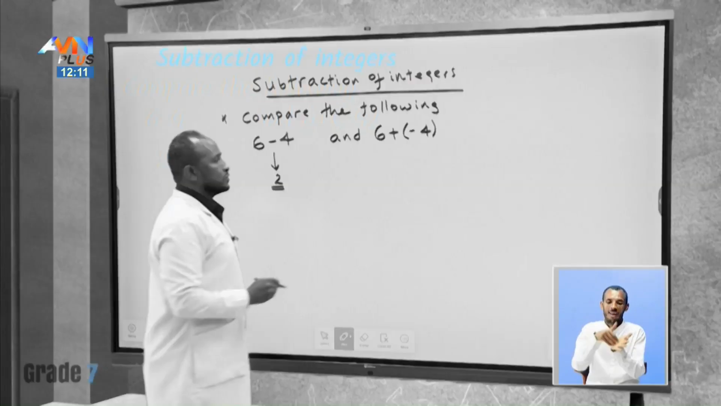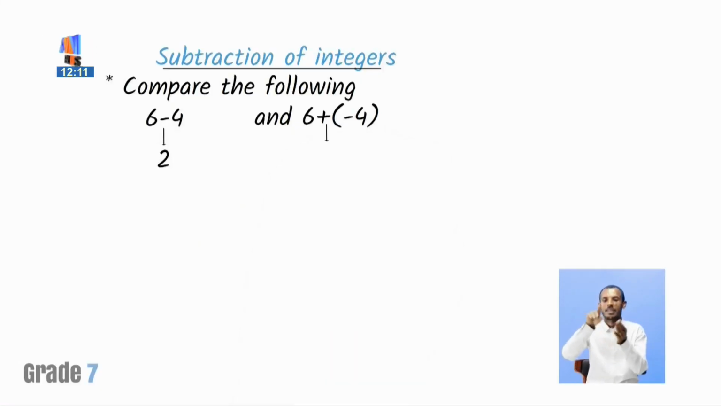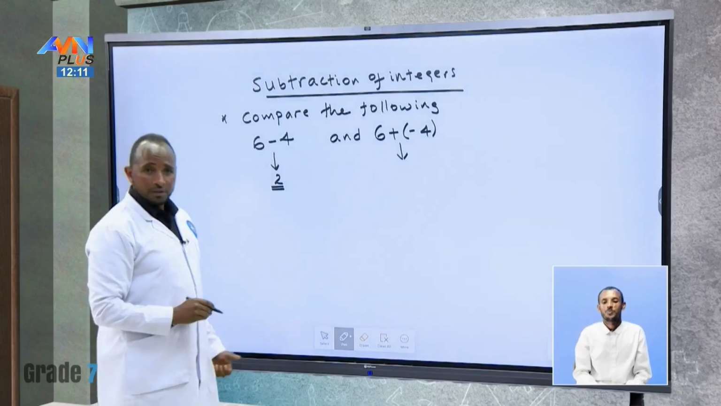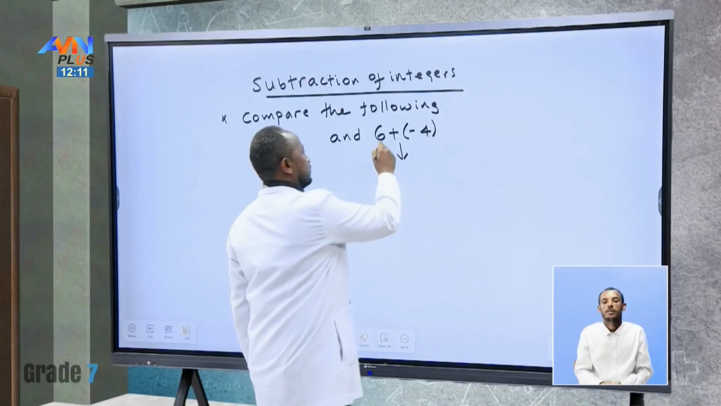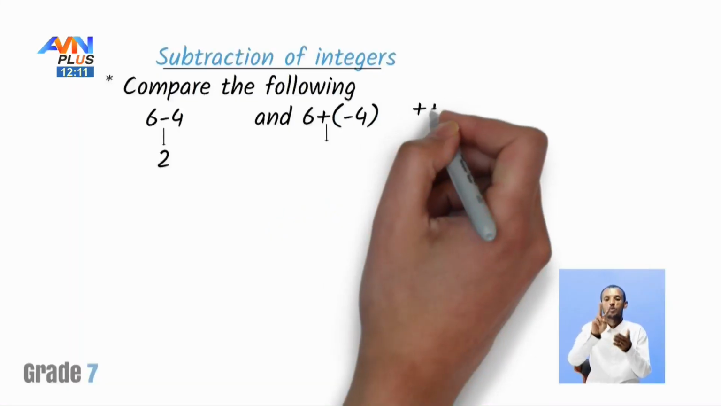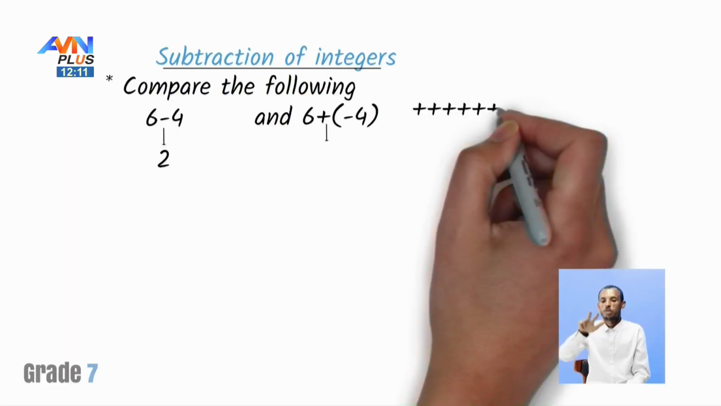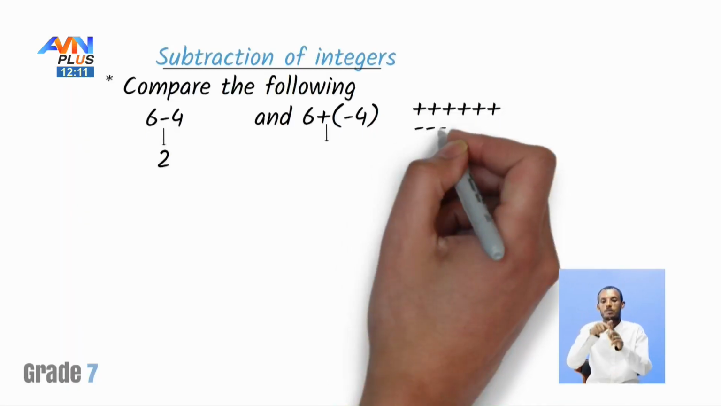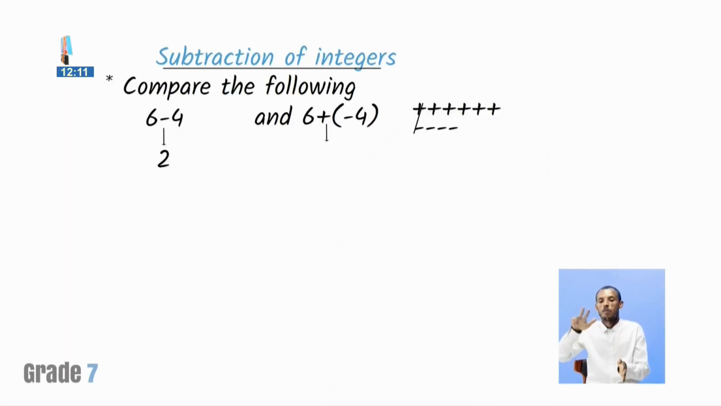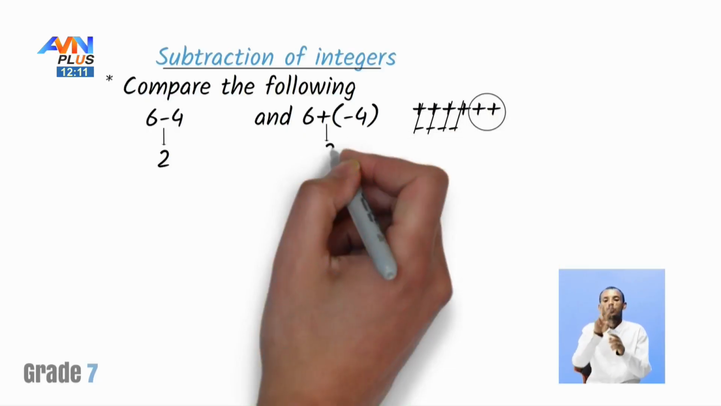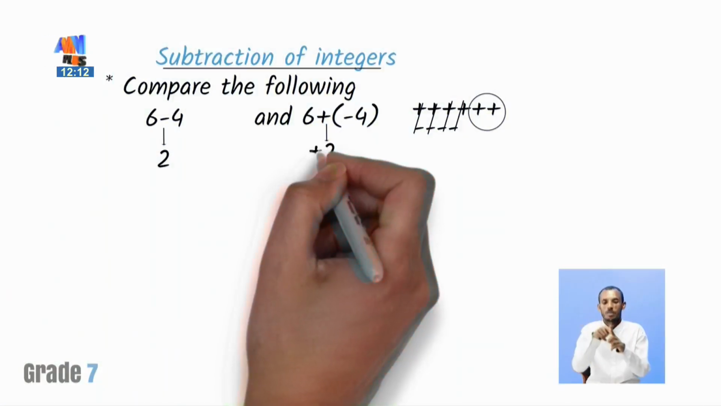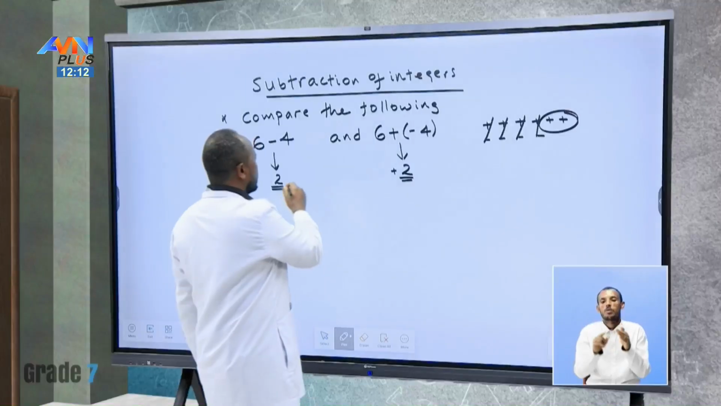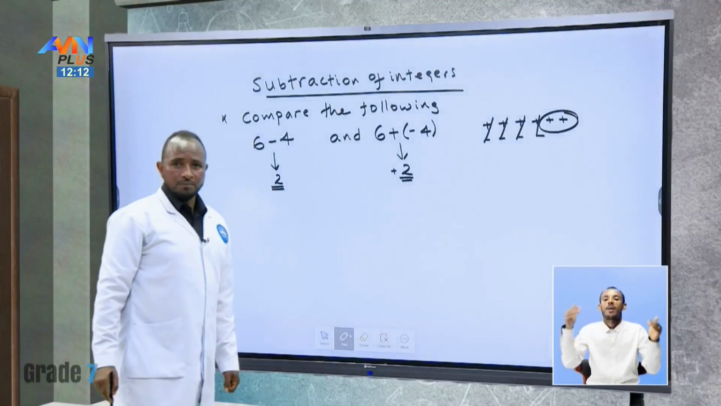Again, let's see these two. 6 plus negative 4. In this case, as we have seen earlier, when you add these two, you have 1, 2, 3, 4, 5, 6 positives, and 4 negatives. In this case, the opposites cancel out, and you have positive 2. The answer will be 2. Or simply, when you add these two, you have more positives, the result will be positive, and you subtract, and you get 2. Therefore, both are equal, the same.